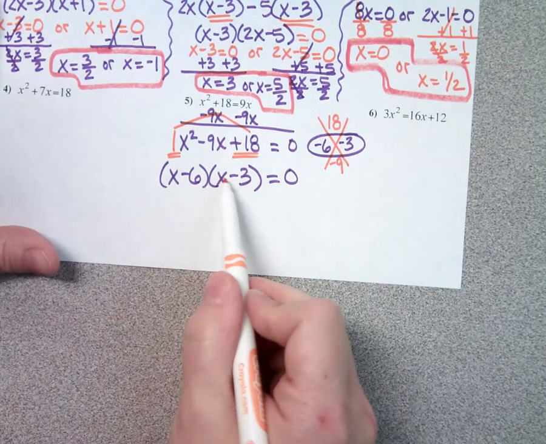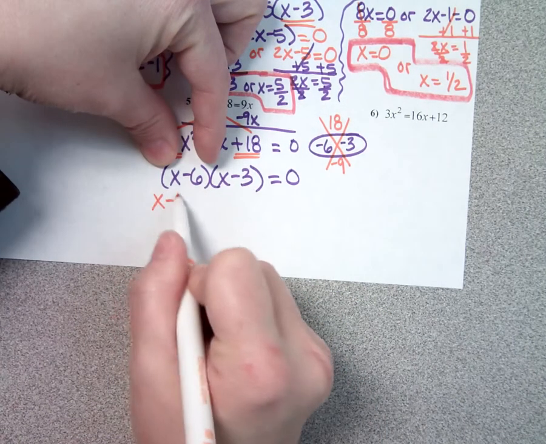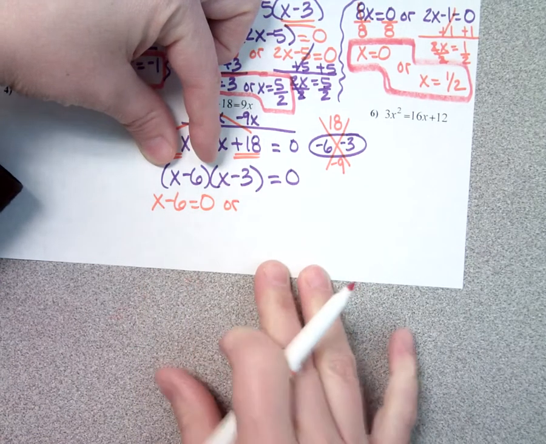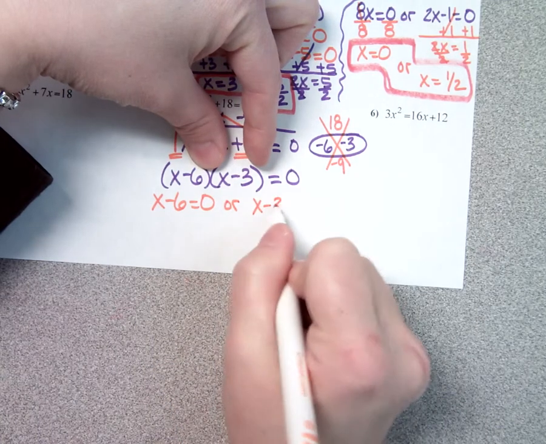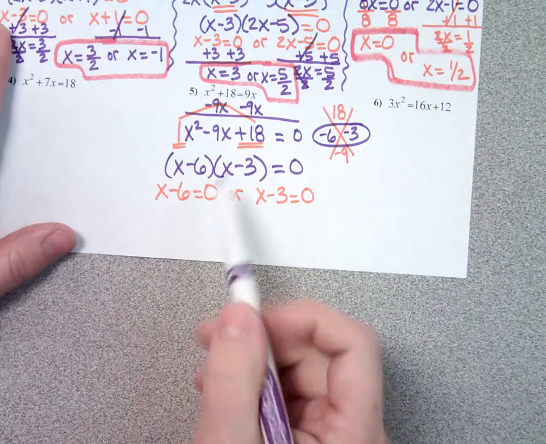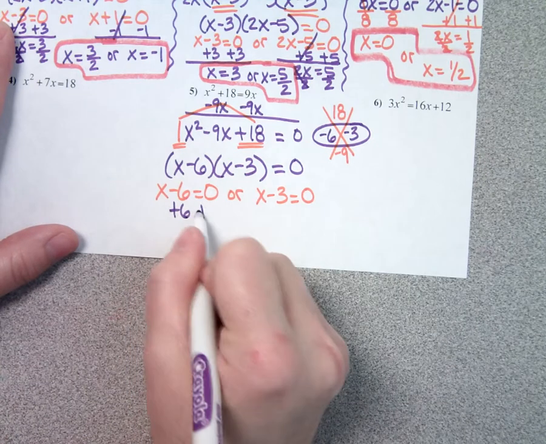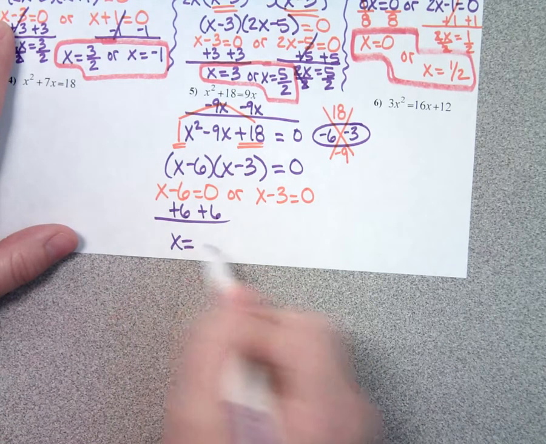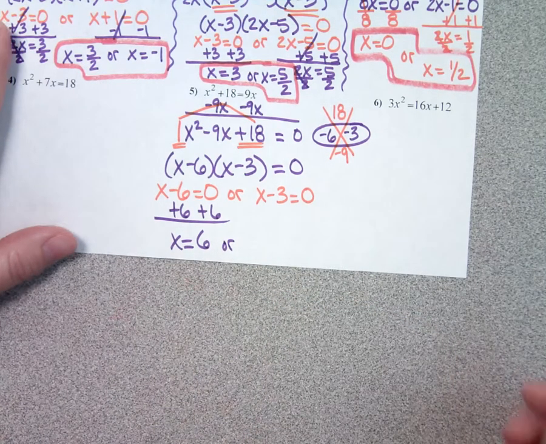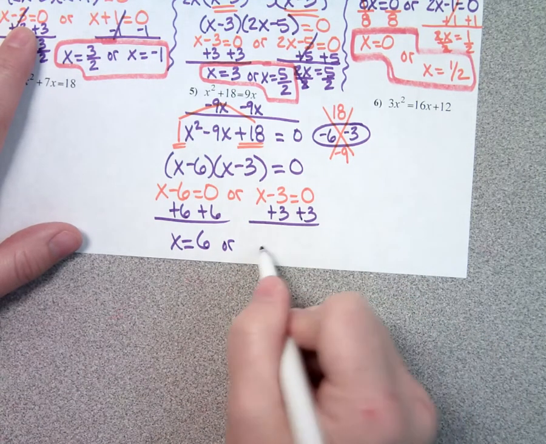So now I know if two things multiply to be 0, that means one of these must be 0. So I take my first factor, x minus 6, and set it equal to 0. I write the word or. Then I take my second factor, x minus 3. I set it equal to 0. And then I'm going to solve these two equations. So to solve this equation here, what would I do? I would add 6 to both sides, and I would get x equals 6. I'm going to write my word or. What would I do to solve this equation? I would add 3 to both sides, and if I do that, what do I get? X equals 3.